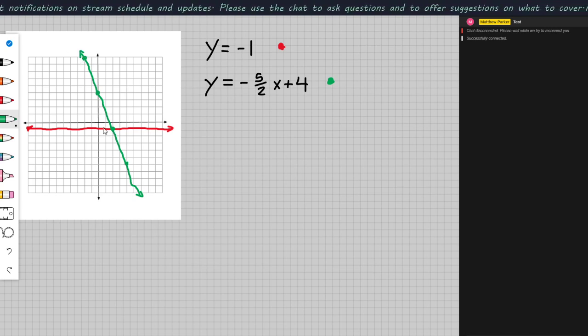So where do they cross? They cross at 2, negative 1. So 2, negative 1 is our solution.